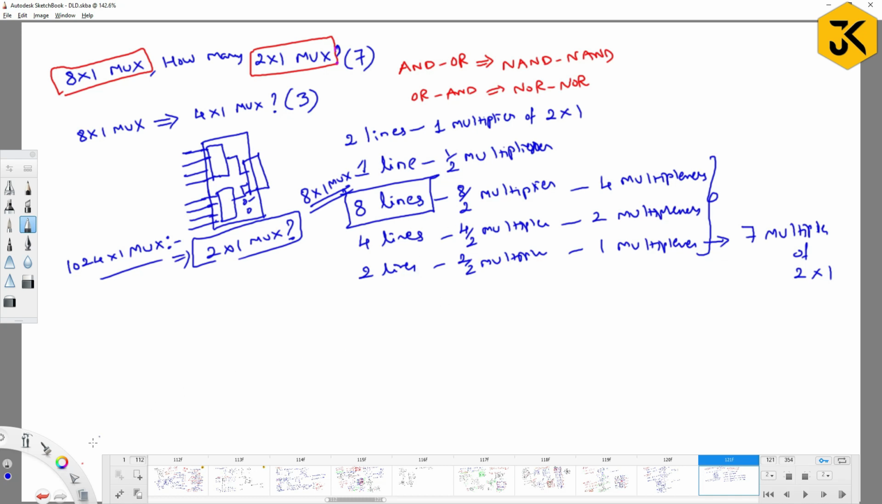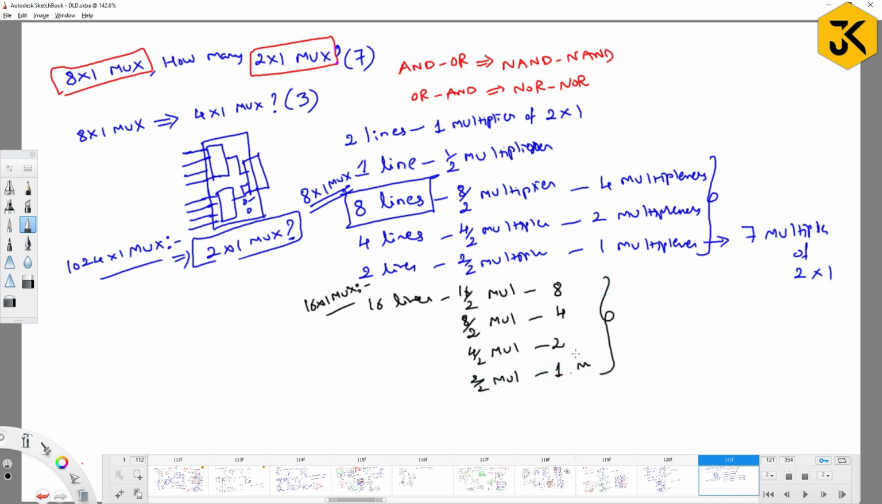So if I generalize this, if I take a 16 by 1 multiplexer, basically 16 lines are there. You require 16 by 2, so 8 multiplexers, and then 8 by 2 multiplexers are required, that is 4. Then 4 by 2 multiplexers are required, that is 2. Then 2 by 2 multiplexers are required, that is 1. Right? So in total, to implement a 16 by 1 multiplexer, how many multiplexers are required? 13 multiplexers of size 2 by 1. 15, huh?